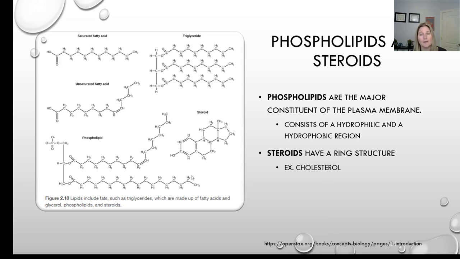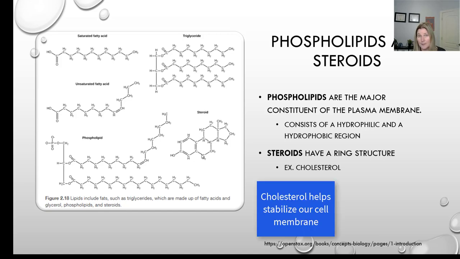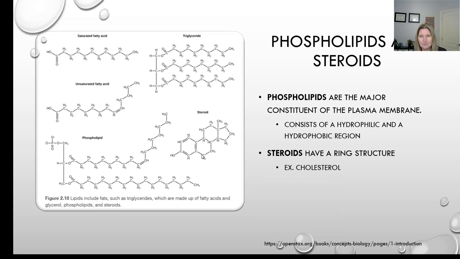Also, cholesterol is a small component within our cell membrane. So our cell membrane is mainly made of phospholipids, but we do have cholesterol in there, and that helps stabilize it. And we'll talk more about that when we get into the cell membrane.